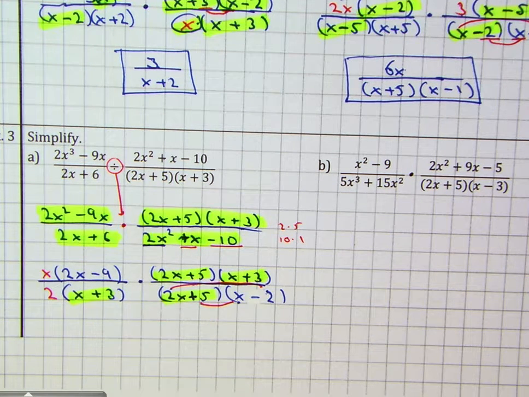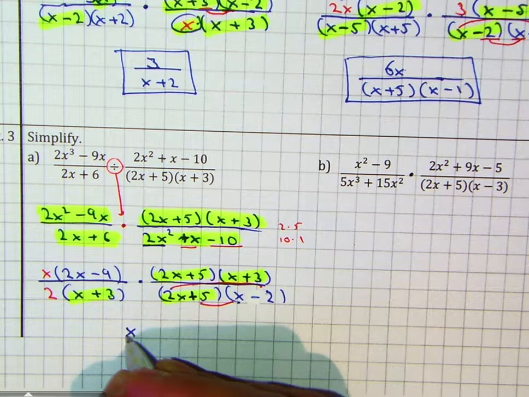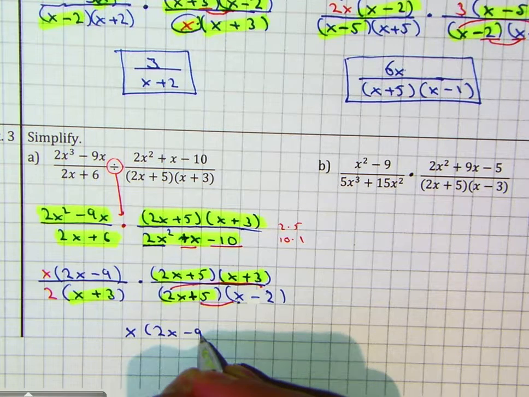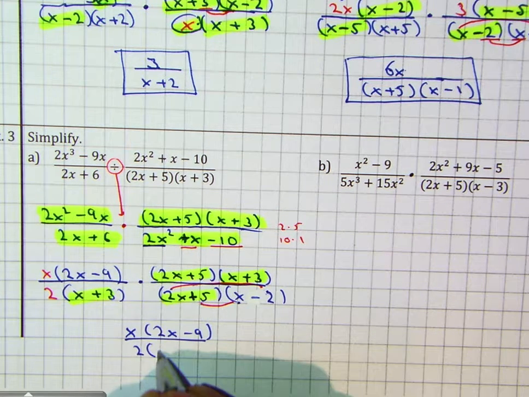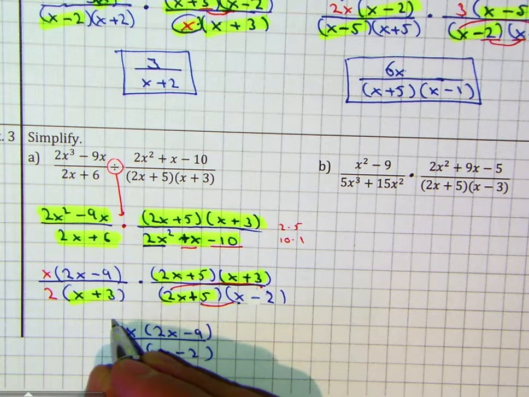So what do we have left behind? We have an x multiplied by 2x minus 9. You don't need to multiply it out. You can leave it in factor form. You have a 2 and you have an x minus 2. So we can leave it like this.